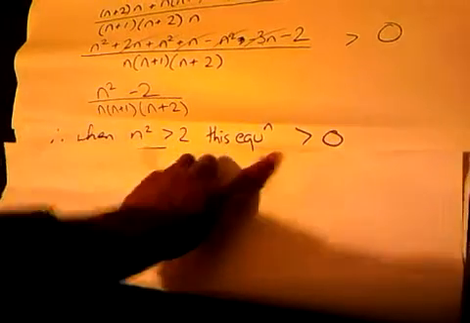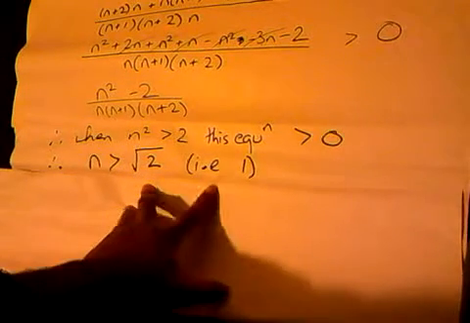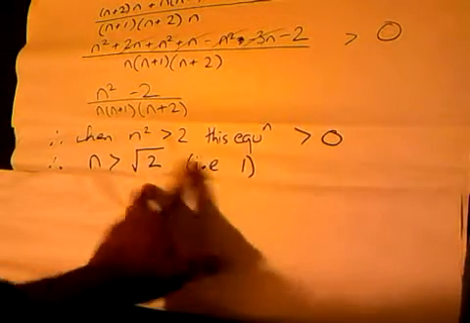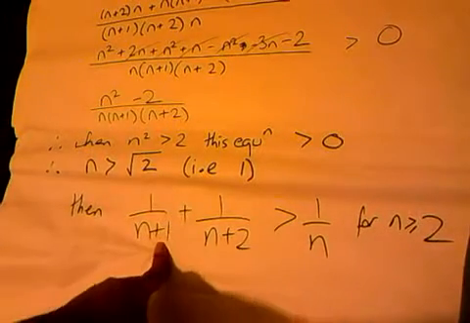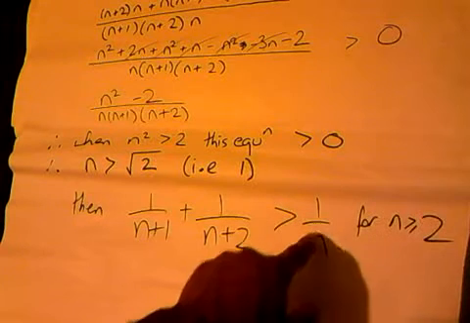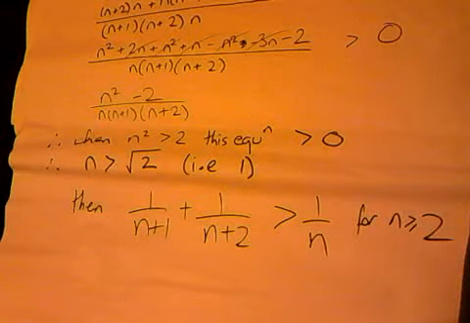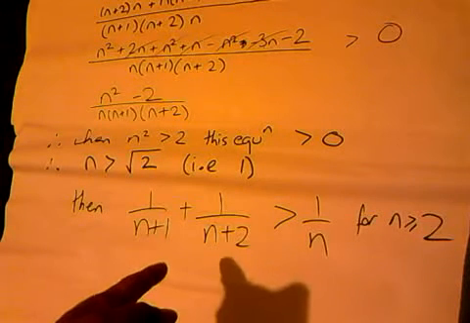So when n squared is greater than 2, this expression is greater than 0. Which is basically saying, therefore, n greater than the square root of 2, and if we're talking whole numbers, then basically that results in n greater than 1. Then 1 over n plus 1 plus 1 over n plus 2 is always greater than 1 over n for n greater than or equal to 2.